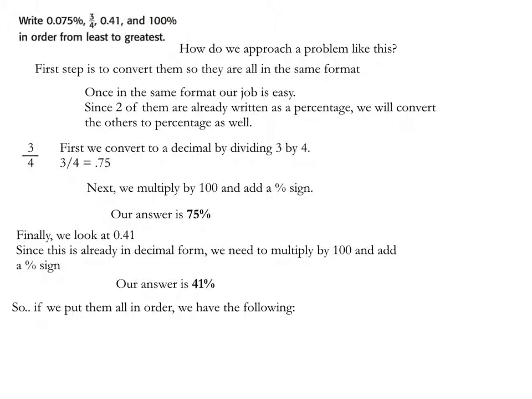If we put them back in order, keeping them in their original forms, then we have 0.075%, 0.41, 3/4, and 100%.